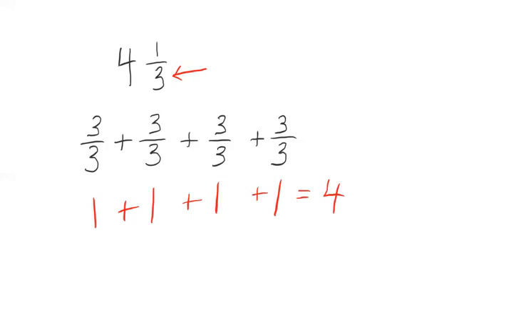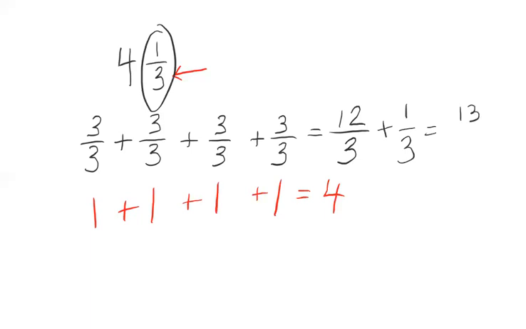So now I'm going to add my fractions together. 3, 6, 9, 12 thirds. But remember, I'm not finished. The next thing I need to do is add the fraction part of the mixed number to what I just found. So I'm going to do 12/3 plus 1/3, and I'm going to get 13/3 as an improper fraction. So 4 1/3 is the same as 13/3.